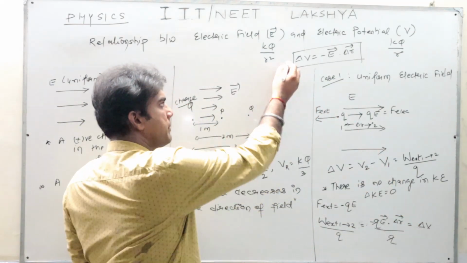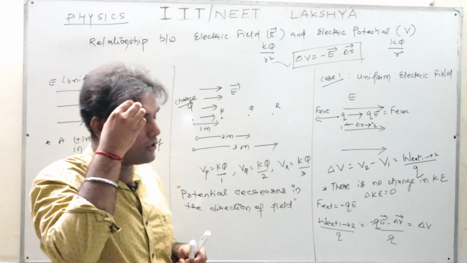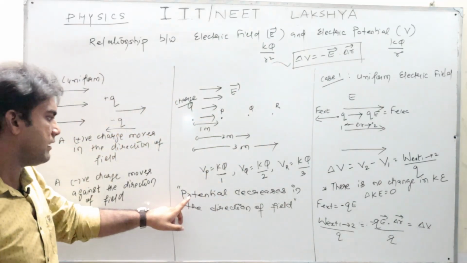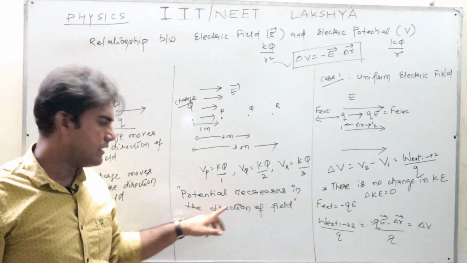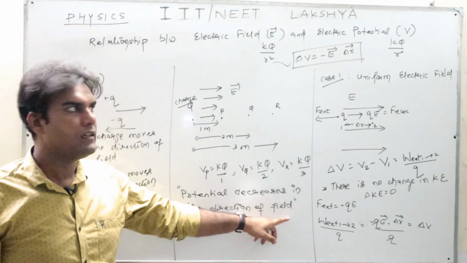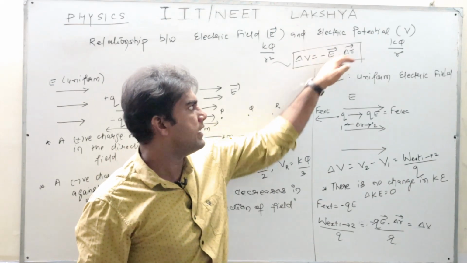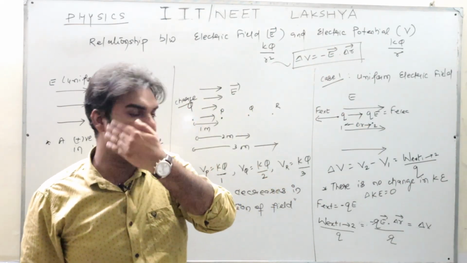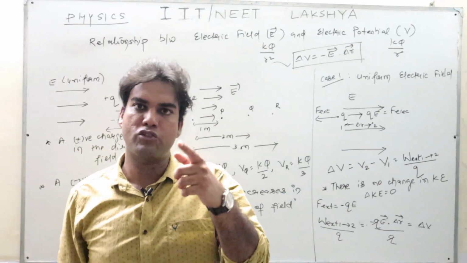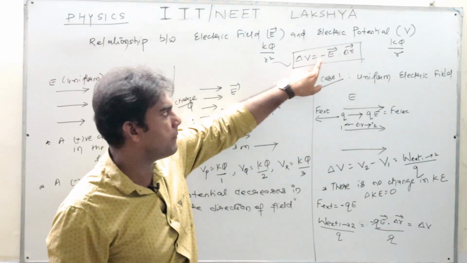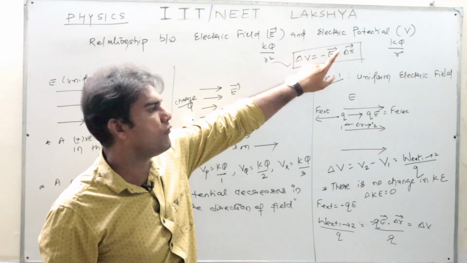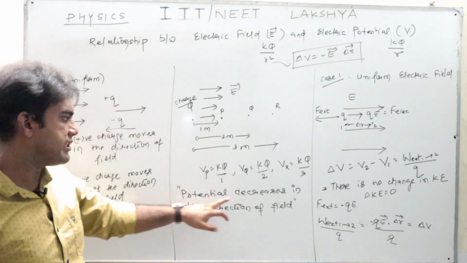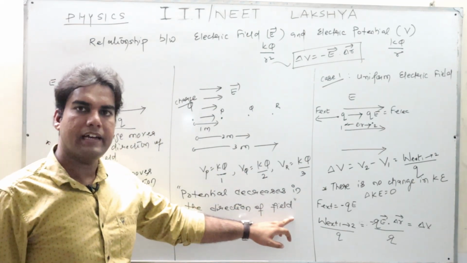So we got the relationship, delta V is equal to minus E dot dr, and you can observe very carefully that the minus sign is there. That is why I said that potential decreases in the direction of the field, because if you are moving in the direction of the field, then E and dr have the same direction, so it is E dr cos 0, and cos 0 is 1. So it is a positive quantity, and the negative of positive is negative, so delta V will become negative. It means the change in potential is decreasing. That's why I am saying potential decreases in the direction of the electric field.